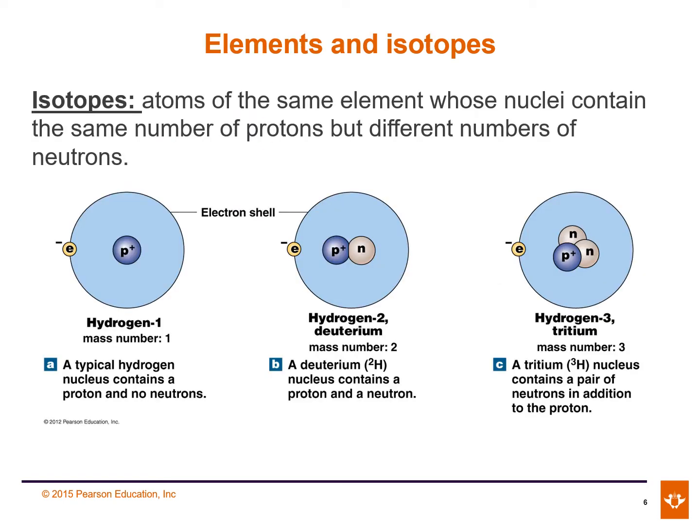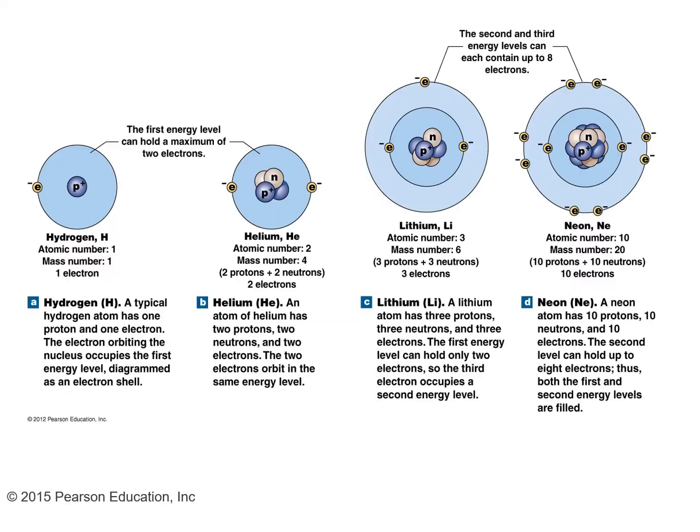Isotopes are atoms of the same element whose nuclei contain the same number of protons but different numbers of neutrons. If we look at the example provided, in A, B, and C, there is only 1 proton. In A, there is no neutron, in B, 1 neutron, and in C, 2 neutrons. As we can see, the number of protons are thus the same in all 3, but the number of neutrons differ. These are regarded as the isotopes of hydrogen.